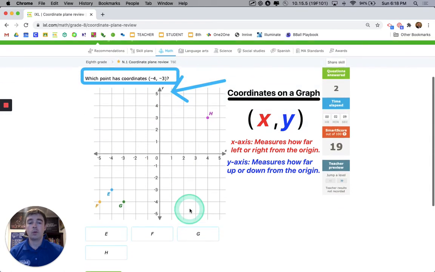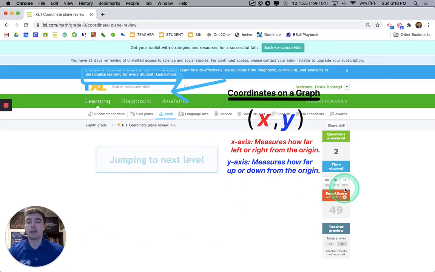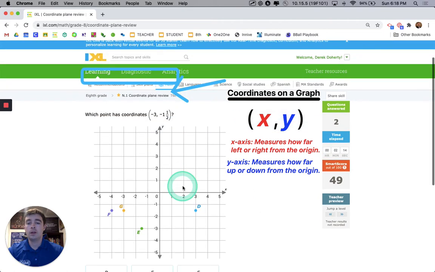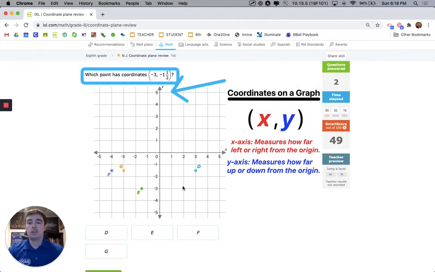We're going to skip forward here, if you give me 1 second, to look at a couple more tougher problems. And here we go. Here's our first question. We're going to leave that blue box there and reread the question. It says, which point has coordinates -3 and then -1.5?